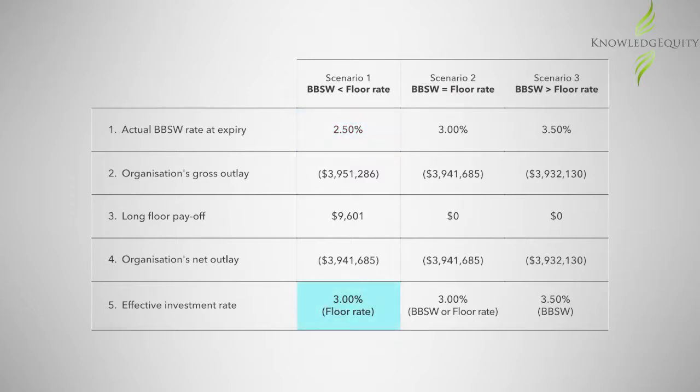However, if the BBSW rate is equal to or above the strike rate, such as in scenarios 2 and 3, then the organization will let the option lapse and simply invest at the applicable BBSW rate. This highlights how the interest rate floor has been able to keep the minimum investment at the strike rate of 3%, while still allowing the organization to take advantage of favorable upward movements in interest rates.